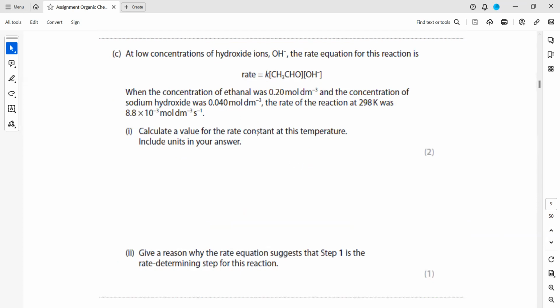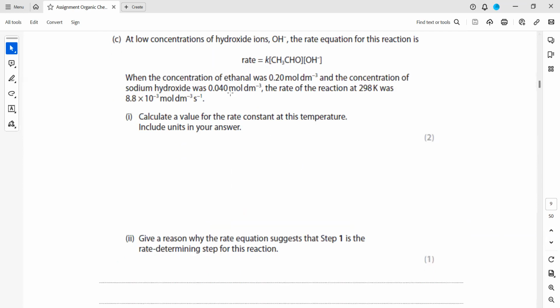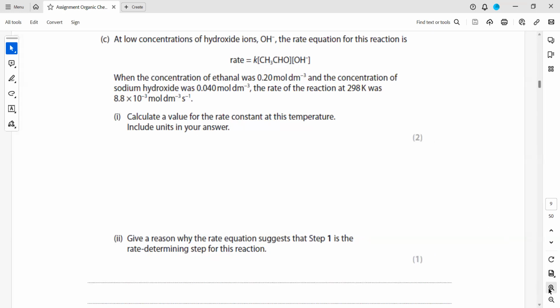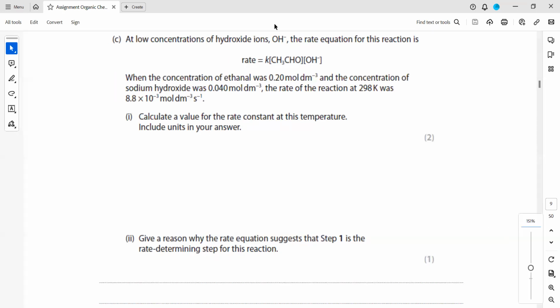In part C, at low concentration of hydroxide, the rate of a reaction depends on the presence of both hydroxide and the substance. The concentration of ethanal is 0.2. The concentration of sodium hydroxide is 0.04. The rate of a reaction was this. Calculate the value of the rate constant.